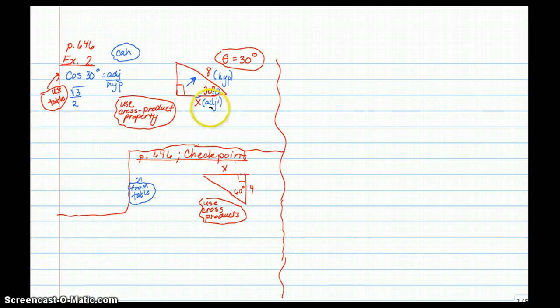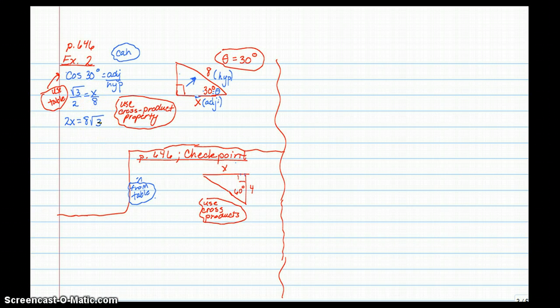We know that adjacent is x, and we know that hypotenuse is 8. So now you have a proportion, and whenever you have a proportion, you can use cross products. So I'm going to multiply 2 times x, 2x, and I'm going to multiply 8 times the square root of 3.